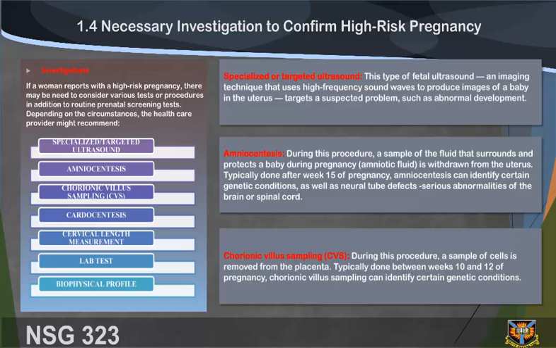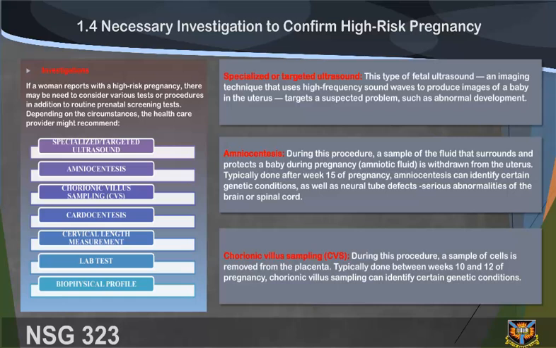Specialized or targeted ultrasound. This type of fetal ultrasound, an imaging technique that uses high-frequency sound waves to produce images of a baby in the uterus, targets a suspected problem such as abnormal development. Amniocentesis. During this procedure, a sample of the fluid that surrounds and protects a baby during pregnancy, amniotic fluid, is withdrawn from the uterus, typically done after week 15 of pregnancy. Amniocentesis can identify certain genetic conditions as well as neural tube defects, serious abnormalities of the brain or spinal cord.